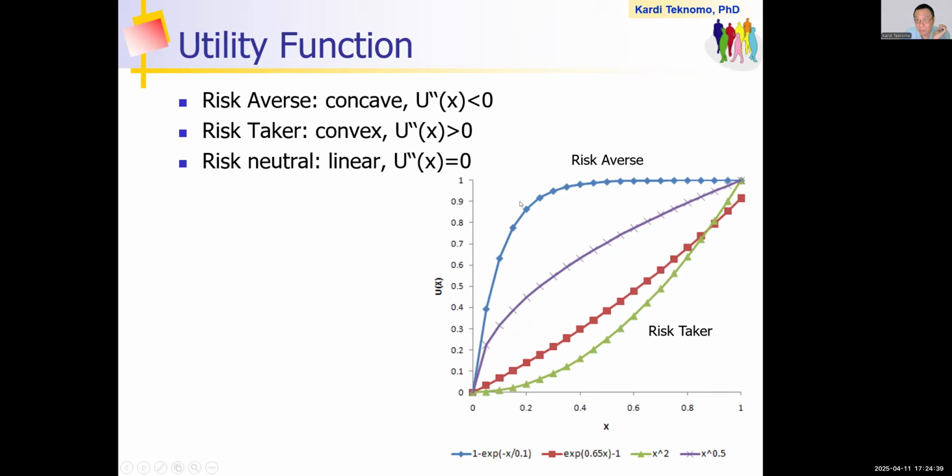Second derivative is positive. Risk averse is on top like this, a concave curve. That means there is a certain point where the second derivative becomes negative. While if you say how about risk neutral, that one will become a linear, straight line there.